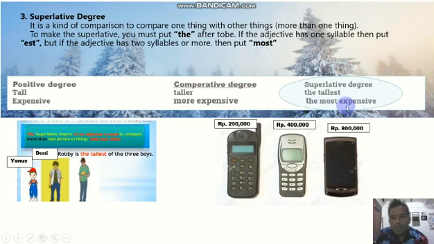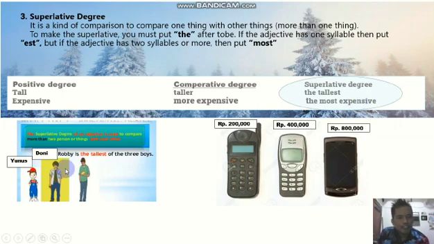Okay, let's focus on superlative degree over here. Tallest comes from tall. This is one syllable like I mentioned earlier. That's why we put the here and then we put est, the tallest. And then what about expensive here? The most expensive. If you want to make this into superlative degree, we have to put most, the most expensive.